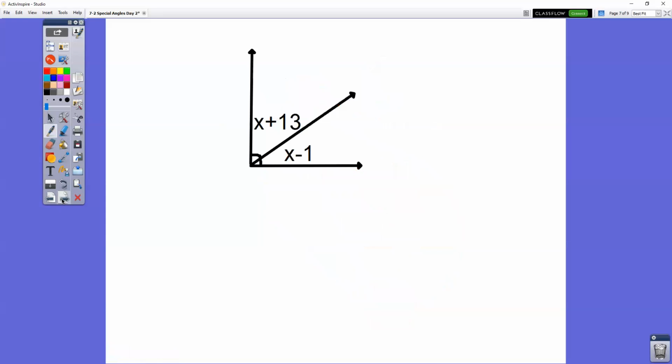Go ahead and try this one on your own, please. Set up your equation, solve for x, sub it back in to find the missing angles.